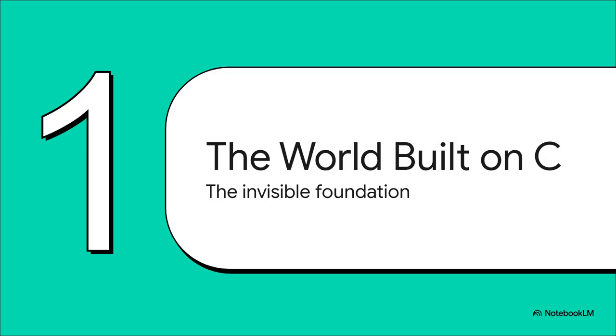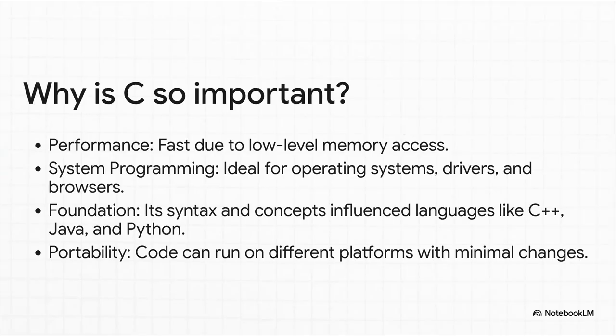Okay, so let's dig into that foundation, this whole world that was basically built on C. The story kicks off at the legendary Bell Labs way back in the early 1970s. A programmer, Dennis Ritchie, created C for one very specific and, frankly, monumental task: to build the entire Unix operating system from the ground up. So what was it about C that made it the perfect tool for that job?